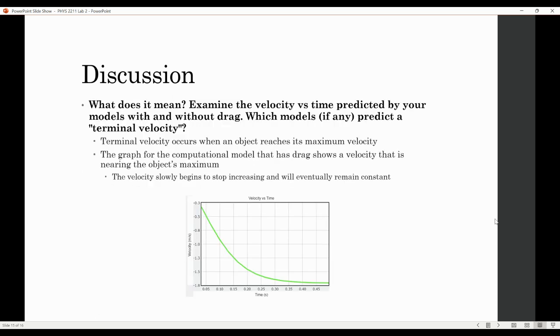Terminal velocity occurs when an object reaches its maximum velocity. When that happens, the velocity of the object will remain constant. This can be seen in the computational model that considers drag. In its velocity versus time graph, you can see the velocity begin to stop changing.